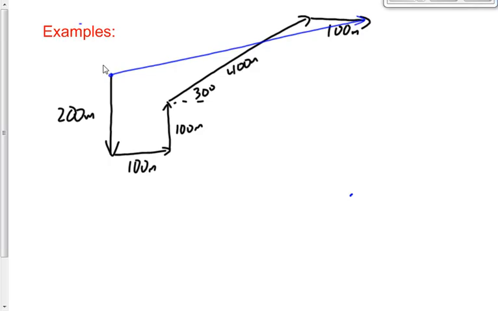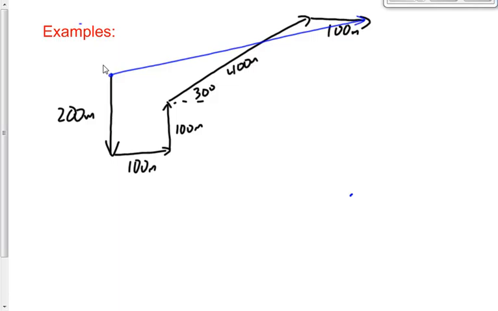What I've got to do is take components of each vector and add those components up, so that in the end, I can get one single right-angled triangle. I can't solve this question without a right-angled triangle. This is not even close to a right-angled triangle.